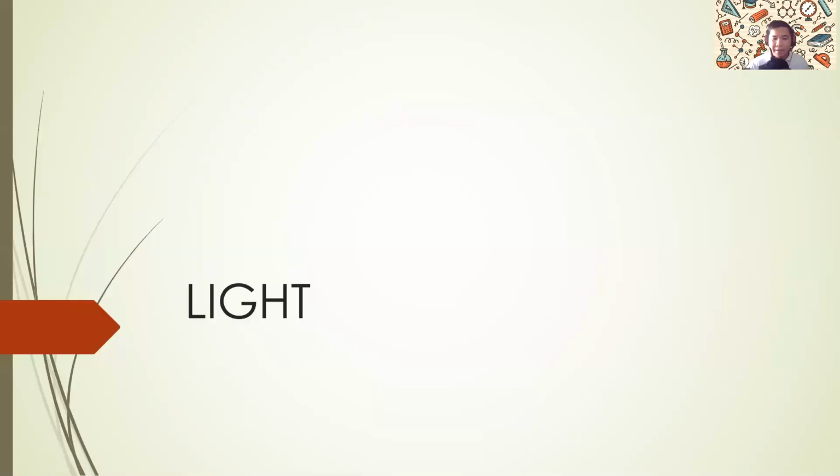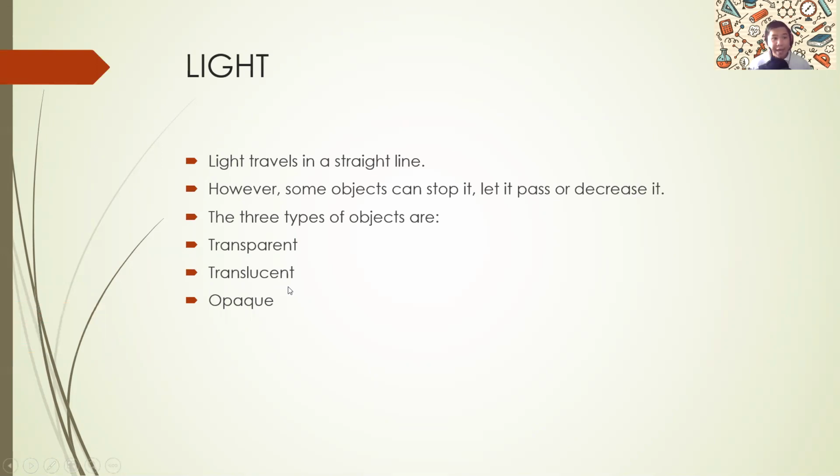Our topic is all about light. Now, what is light? Light is a form of energy that travels in a straight line. However, some objects can stop this said energy, let it pass, decrease it, or even return the said energy to a different direction. Remember that light is the main part of a color scheme, which means that a single ray of light contains a lot of different colors, especially if it passes through different mediums.